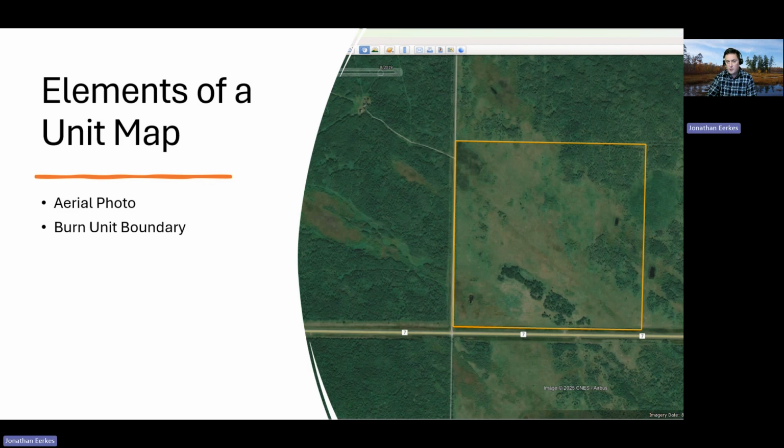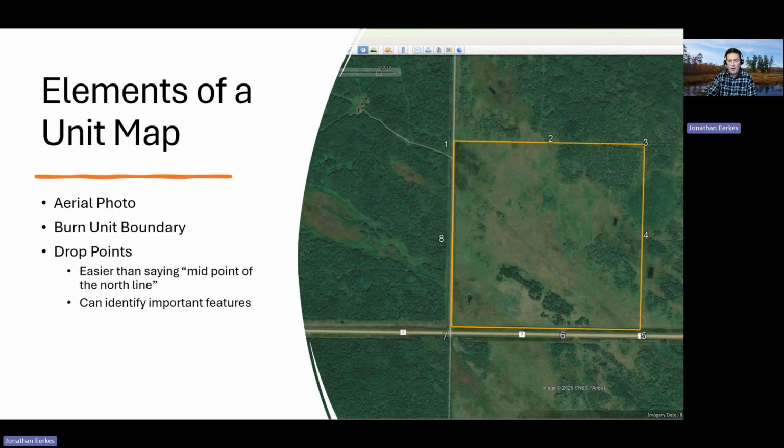The next feature, of course, is a unit boundary. This is a good time to think about your color scheme. One year I had someone on my crew that was red-green colorblind, and I needed to adjust all my maps to meet that person's needs. So think about what kind of colors are used and what people can see.